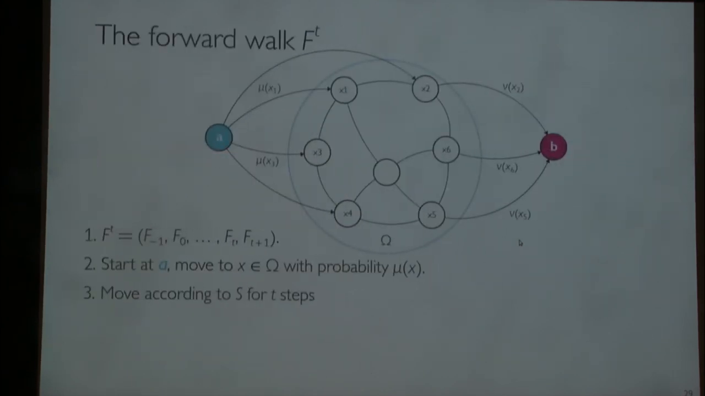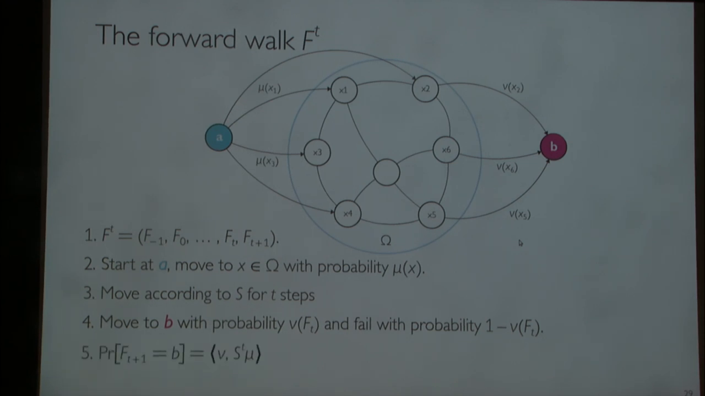OK, so let's define a walk, to make these earlier ideas more concrete. So we have this forward walk F that's taking in time steps minus 1 through T plus 1. So we start at A and move to an x in omega in our Markov chain with probability mu of x. And then for T time steps, move according to the Markov chain transition probabilities prescribed by S. And at time step T, wherever we are, which we denote by Ft, we transition to B with probability nu of Ft and fail with probability 1 minus nu of Ft, or just stay where you are. Don't go to B. Anything else is allowed.